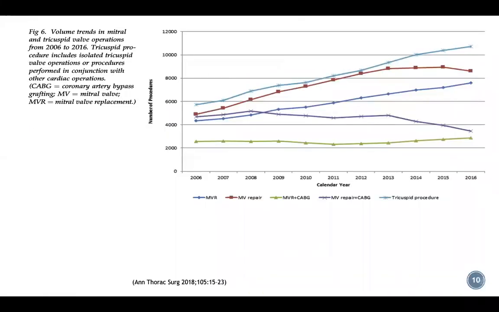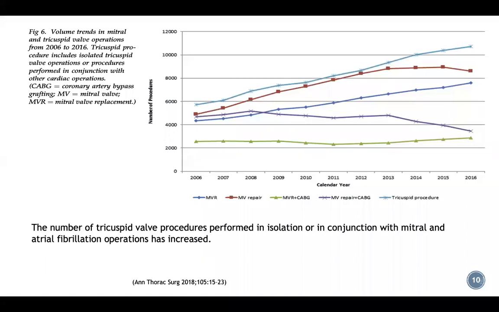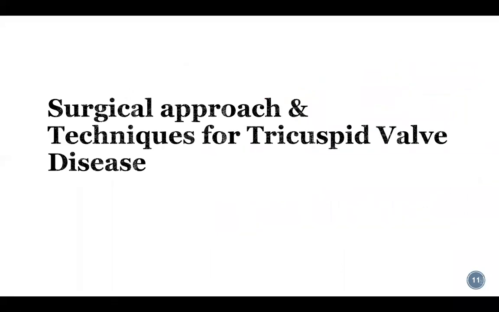If you can notice, this is from an analysis of the Society of Thoracic Surgeons, the trend of the number of tricuspid valve procedures. It's increasing nowadays due to more awareness and the impact of TR on the long term. And if you can notice, from 2006 to 2016, it's double the numbers being performed on the tricuspid valve, either concomitant or isolated. So what's the surgical approach and technique for tricuspid valve disease, either repair or replacement?